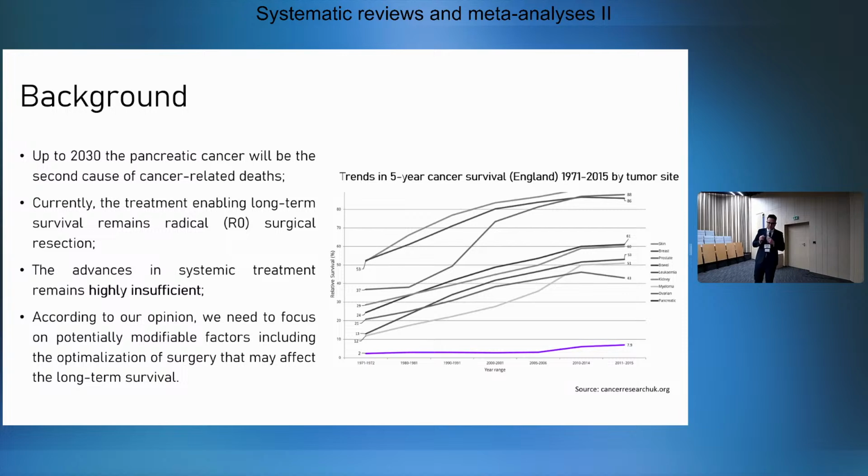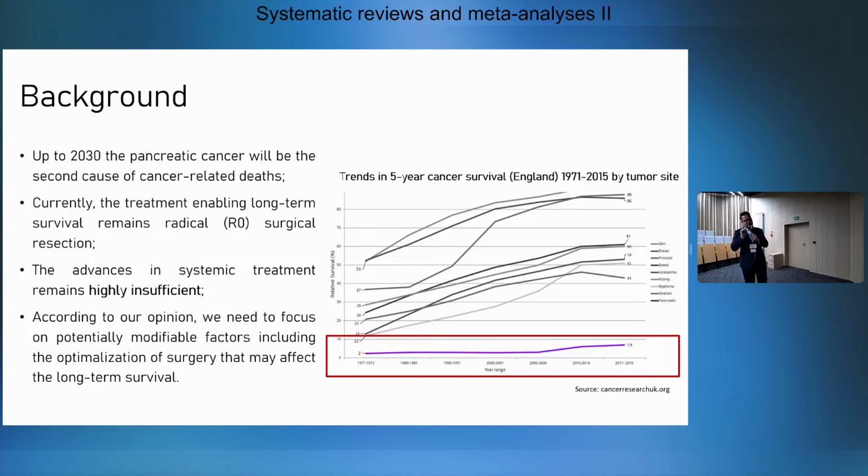As we know, up to 2030, pancreatic cancer will be the second cause of cancer-related deaths. And as you can see on that chart, survival rates are still increasing in patients with other cancers, for example, of the gastrointestinal tract, because pancreatic cancer will be the second cause.